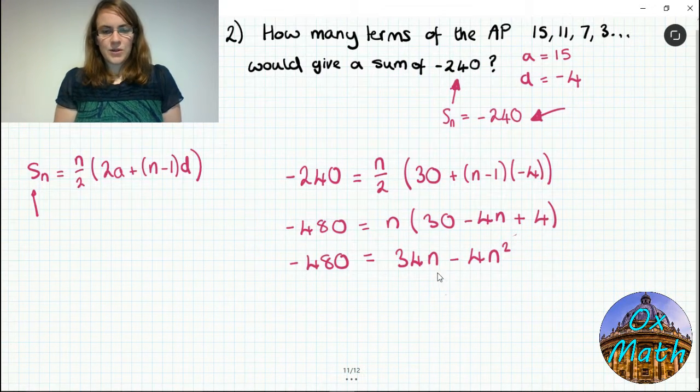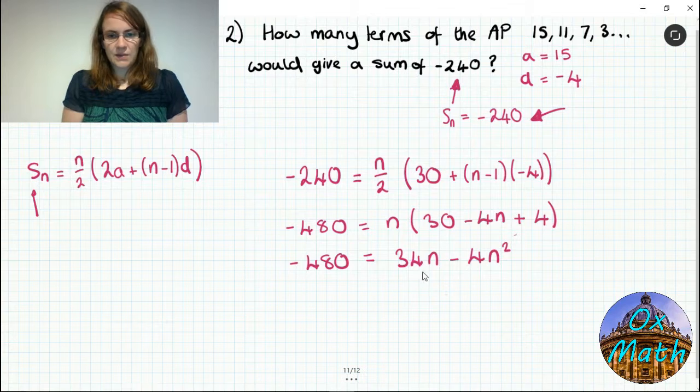Now I have done 2 steps in one at this point, so just to reiterate where this has come from, I've simplified within the bracket, so I've done 30 add 4 to get my 34, and then I've multiplied the whole bracket by n to expand out the brackets. So 34 times n is the 34n, and then n times minus 4n gives me my minus 4n squared.